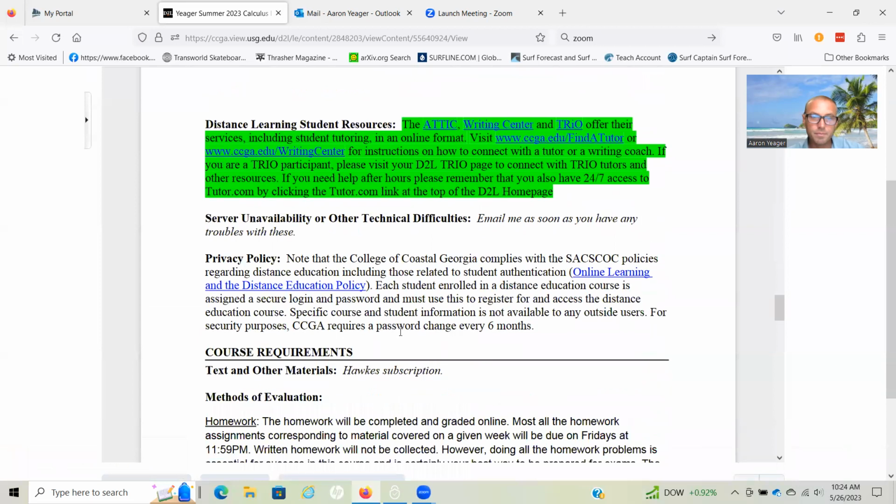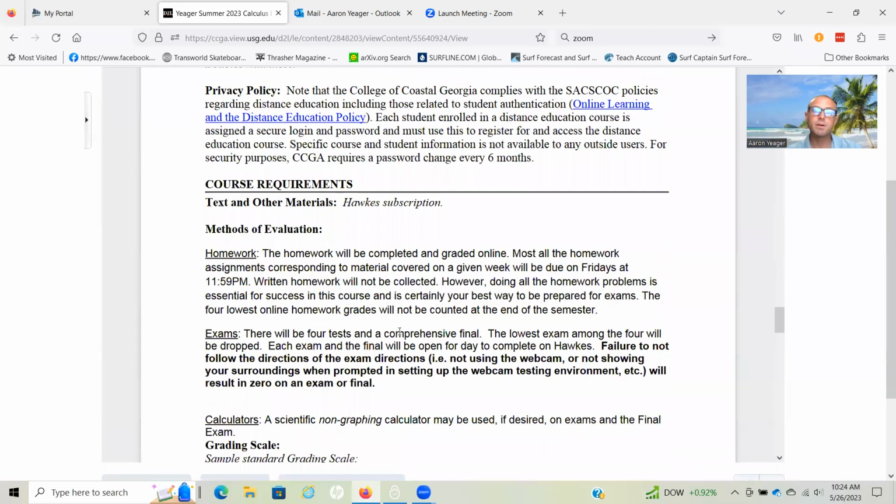Methods of evaluation are the homework and the exams. Homework is most of the time due on Friday. Once we go into the shell, I'll show you how to access it. The lowest 4 homeworks are going to be dropped. Most of the homework is typical homework that you do in an online platform, but every week there's going to be an engagement question, which is just responding to a question about how you're doing in the course or a big picture topic, and that's graded on completion. It's not like an actual assignment like the homework is.